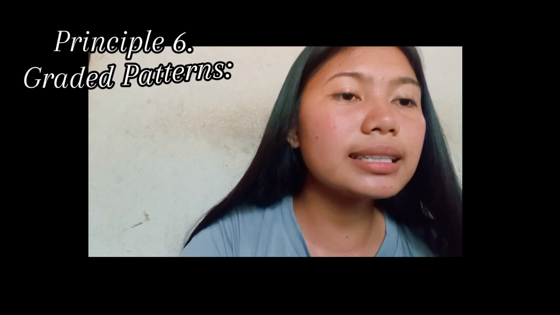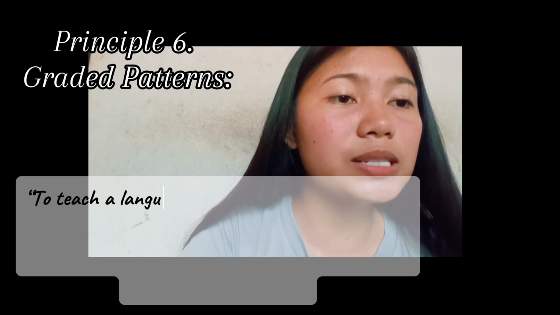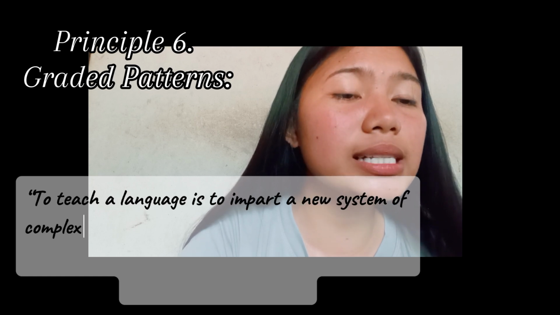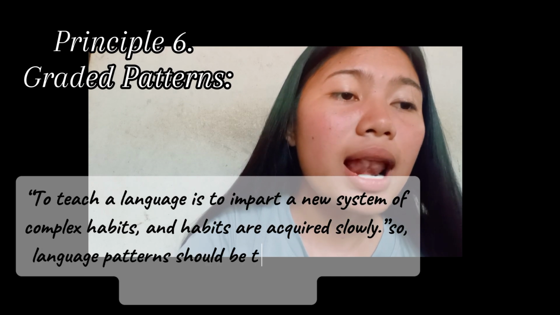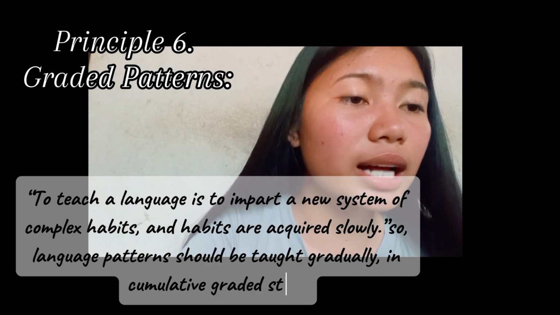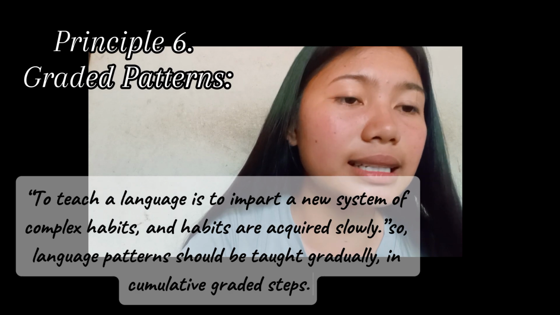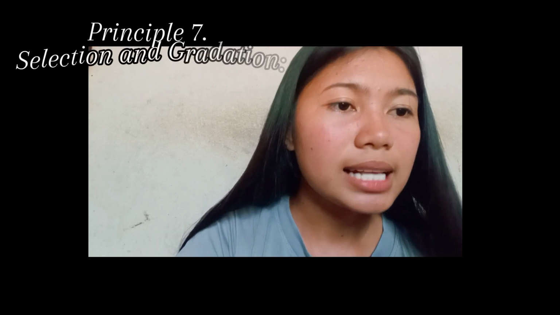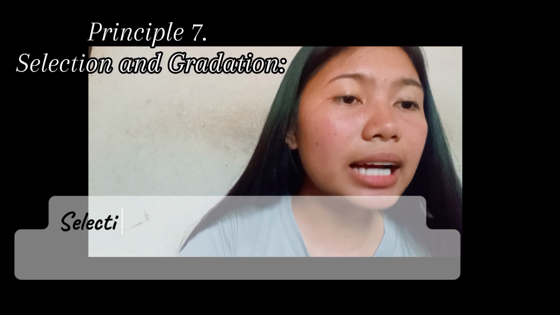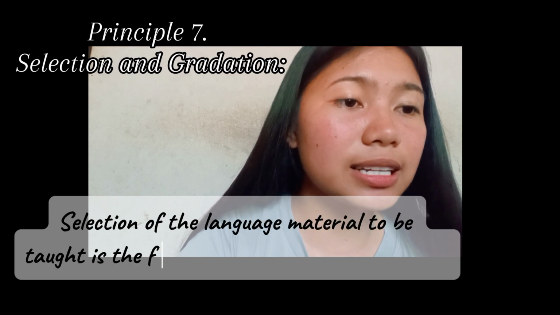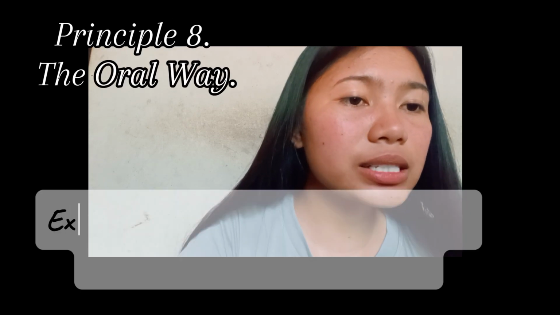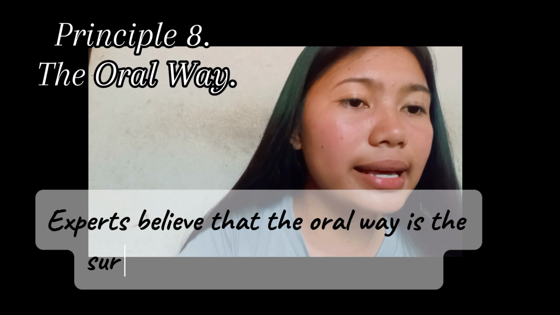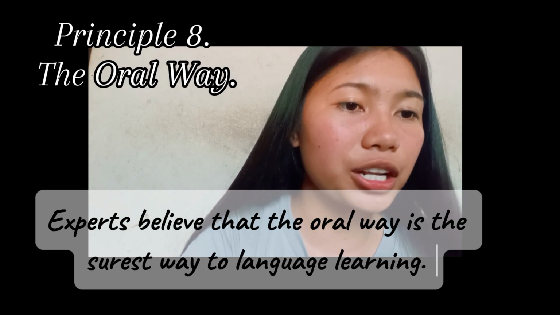Principle 6. Graded patterns. To teach a language is to impart a new system of complex habits, and habits are acquired slowly. So, language patterns should be taught gradually in cumulative graded steps. Principle 7. Selection and gradation. Selection of the language material to be taught is the first prerequisite of good teaching. Principle 8. Oral way. Experts believe that the oral way is the surest way to language learning.